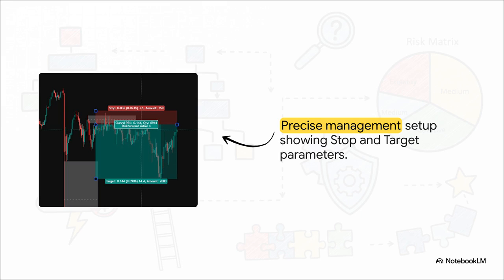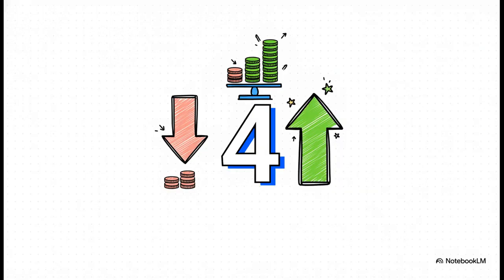On the flip side, the green box projects a target of 14.4. And this is not guesswork. You are defining exact, mathematical parameters for what is an acceptable loss versus your projected upside. And that brings us to a massively important number, 4. This exact setup gives us a clearly defined risk-to-reward ratio of 4.